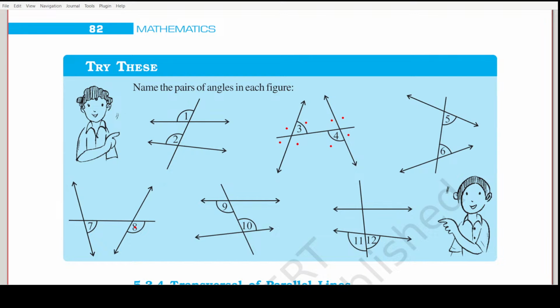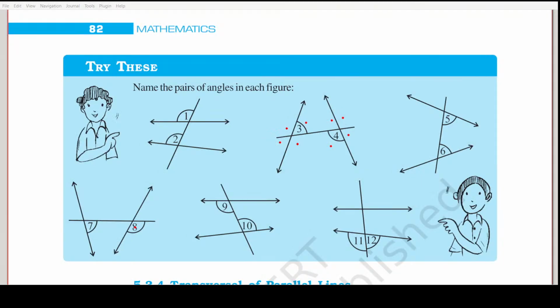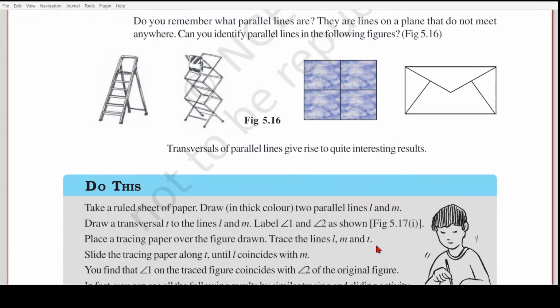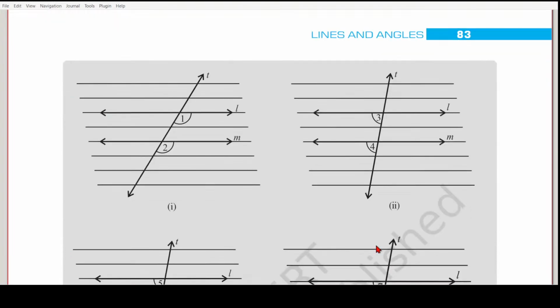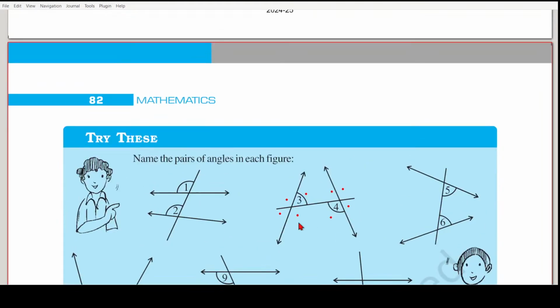They're exterior angles. But earlier, we know some other term for these kind of angles. They are just supplementary angles, right? Yes. 11 plus 12 is 180 degrees, no? They are on the same straight line. Agreed? They are just supplementary angles. Okay.